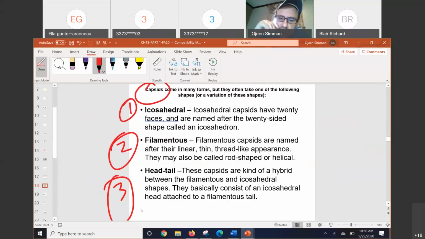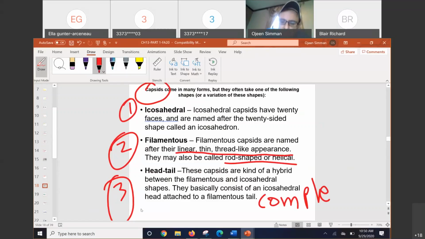An icosahedral capsid basically has 20 faces. A filamentous capsid is named because it looks linear, thin, and thread-like. It has a rod shape or a helical appearance. The head-tail is also known as a complex shape, and this one has a hybrid appearance. An example of a virus that has a head-tail appearance is a bacteriophage.